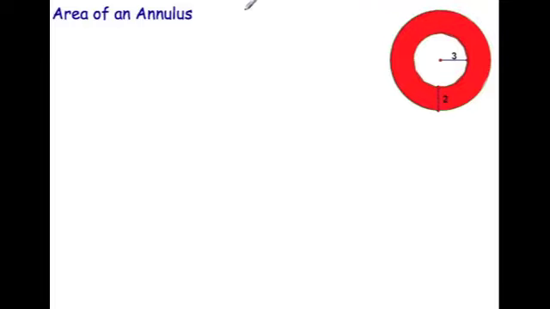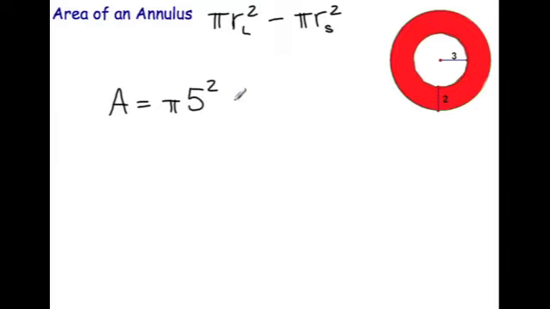To find the area of the annulus, you're going to take the area of the large circle minus the area of the small circle. So we're going to use a little subscript here. We're going to use L for large and S for small. So it's pi r squared of the large circle minus pi r squared of the small circle. So the radius of the large circle is going to be 2 plus 3, which is 5. So it's pi times 5 squared minus pi times 3 squared. And we get our answer to be 16 pi.